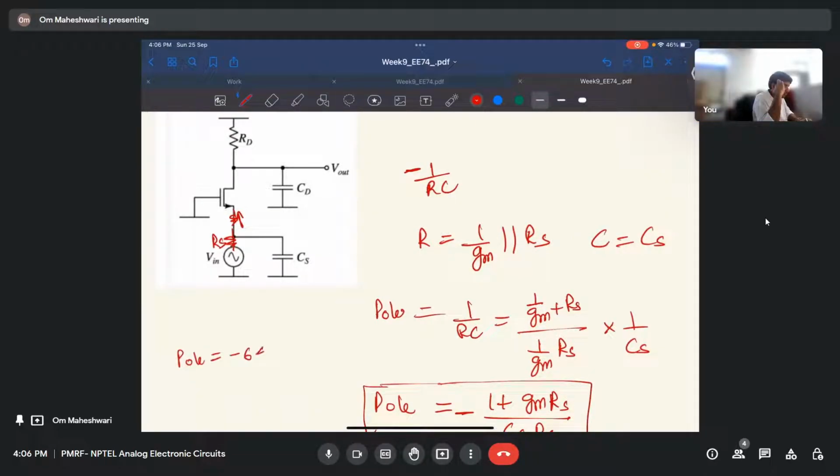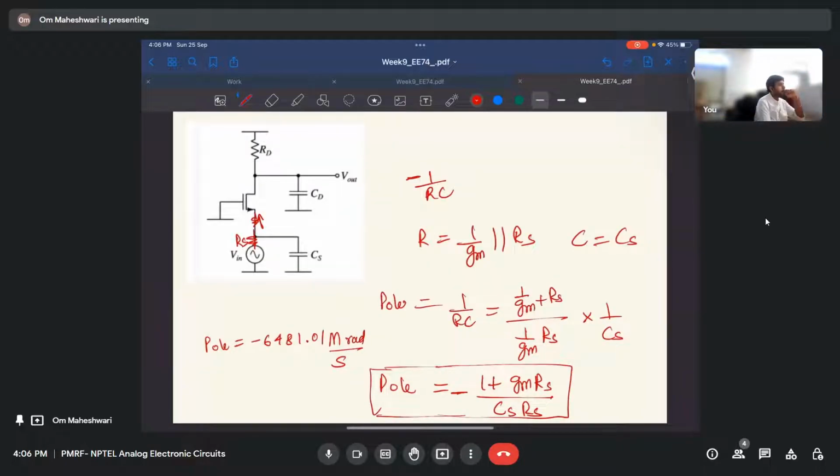minus 6481.01 mega radian per second. Is this clear? Yes, sir. Okay.